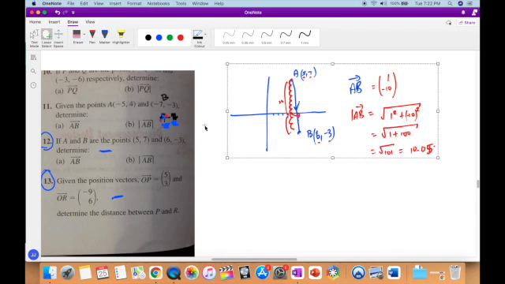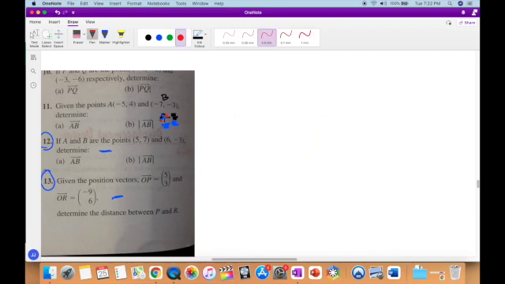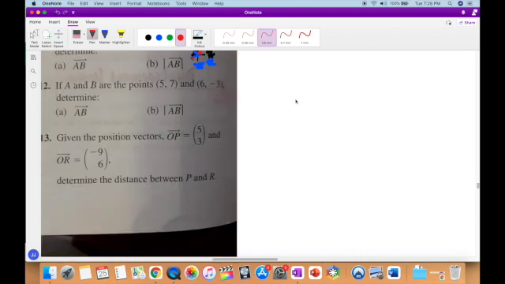Alright, so let's do number 13 there. Number 13, given position vectors. Alright, 2 minutes guys, 2 minutes. I'll start by drawing a little sketch. Position vectors just basically means that from the origin the point P is (5, 3). That's all that it means. So 1, 2, 3, 4, 5, then 1, 2, 3. That is the point P there, (5, 3).